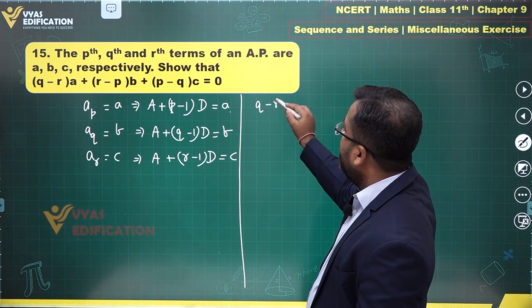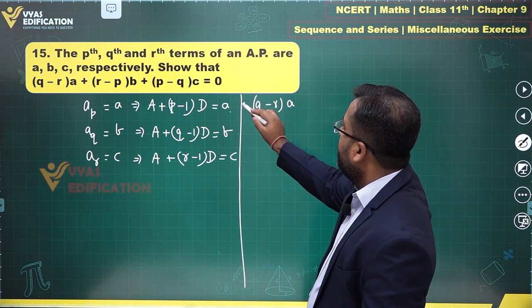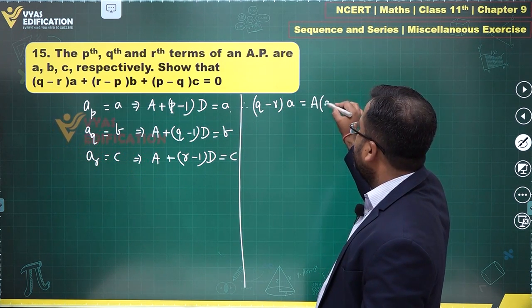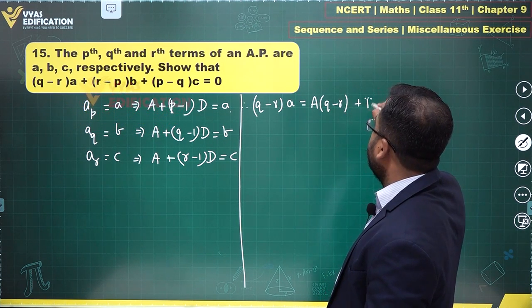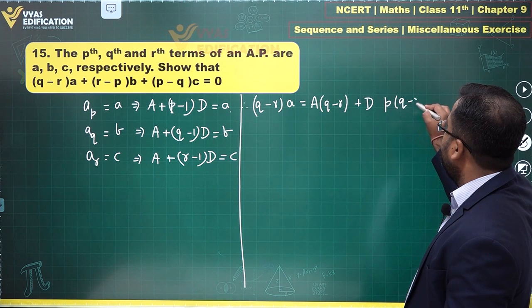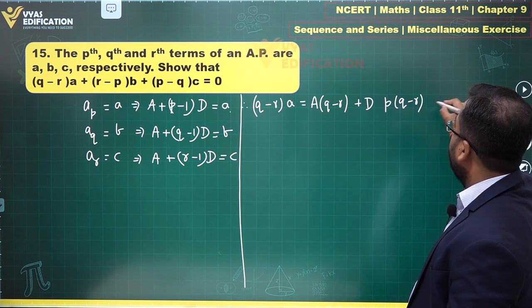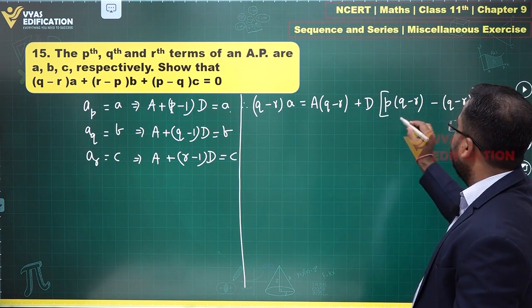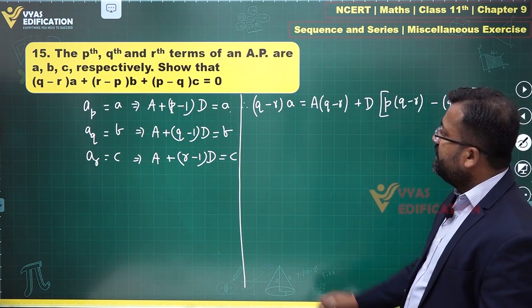Q minus R times A is equal to, multiply this with Q minus R, A times Q minus R plus D times, we have P minus 1 times Q minus R, which is P times Q minus R minus of Q minus R in the bracket, right, with D. This is what you have.